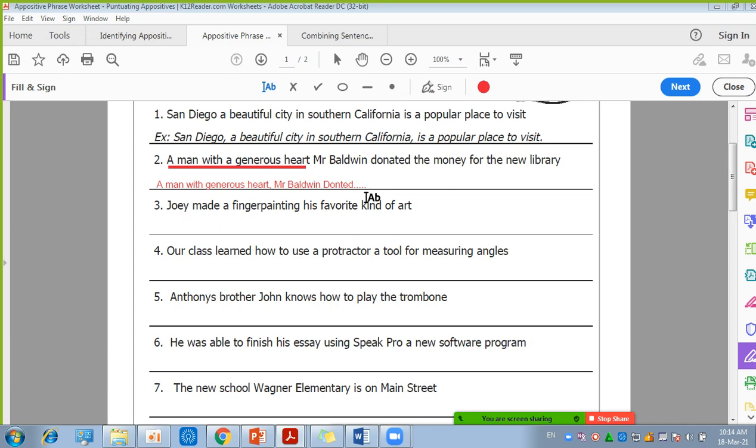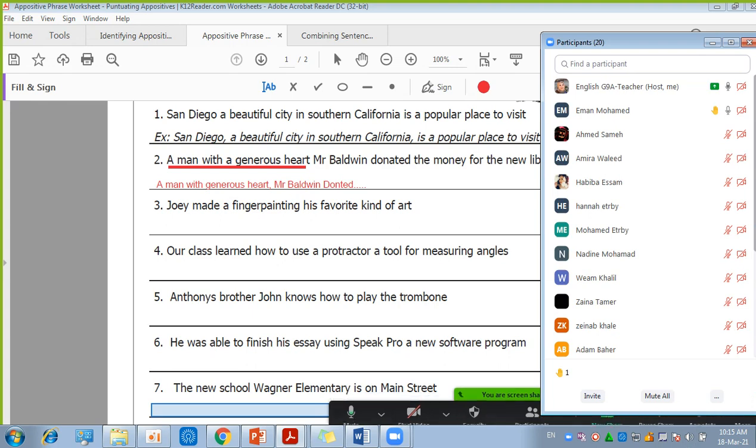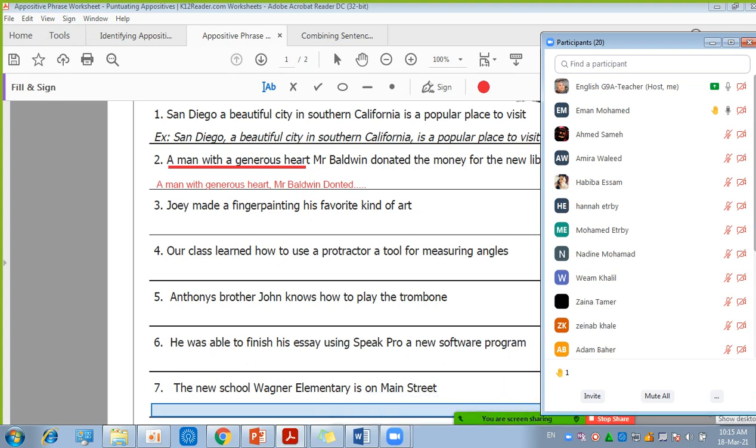Now he wants you to punctuate the sentence in the same order. Note that a man with a generous heart is non-essential, and if I have started the sentence with it, sometimes I can put it in the middle, and this time you have to surround it with two commas. And if it comes at the end, the comma will precede it, before it. Did you get my point? Yes. Okay, did I answer your question? Yeah. It wasn't the question actually, you were just giving me another answer.